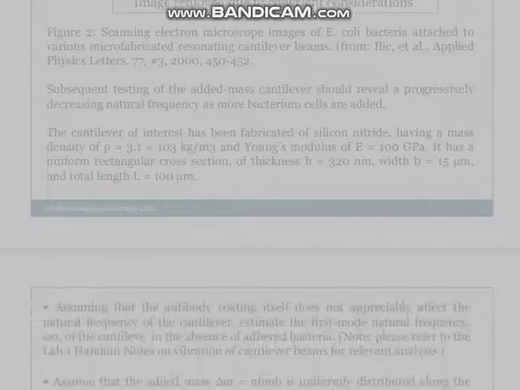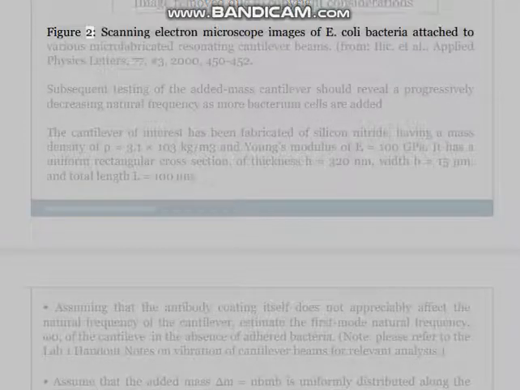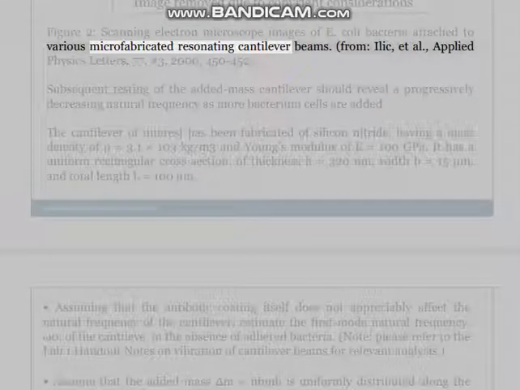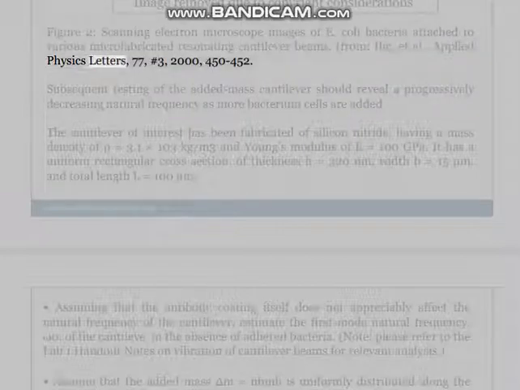Figure 2. Scanning electron microscope images of E. coli bacteria attached to various microfabricated resonating cantilever beams. From Illich et al., Applied Physics Letters, 77, No. 3, 2000, 450-452.